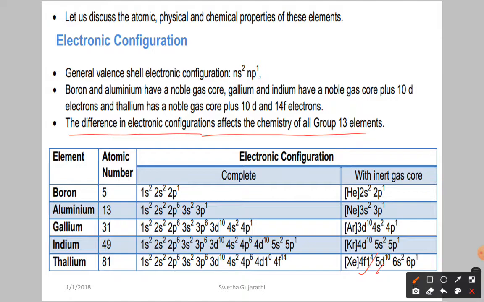Even though they are in the same group, the inner electronic configuration is different, isn't it? The outermost electronic configuration, ns2 np1, is common for all, but the inner core electronic configuration is different. Because of that, we have different chemical properties.